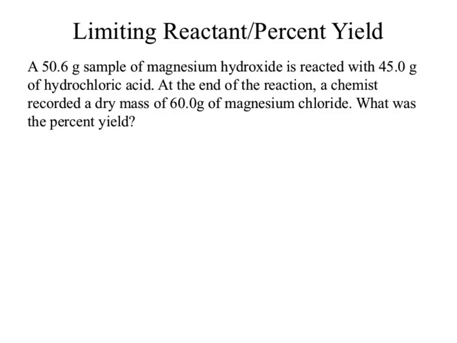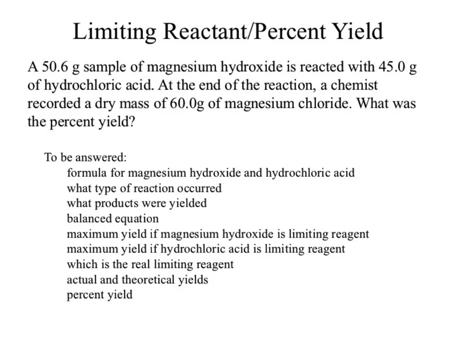No. So this question is really good practice, because it is going to have you work out what the formulas are for magnesium hydroxide and hydrochloric acid, what type of reaction it is, what products were yielded, balance the equation, what's the maximum yield of magnesium hydroxide, what's the limiting reagent. You've got a lot of individual steps. This one question covers everything we've done in this unit and in Unit 2. I would highly encourage you to practice this. I will not solve it in class.